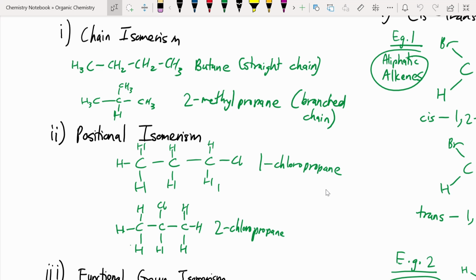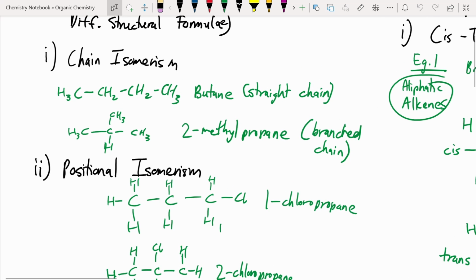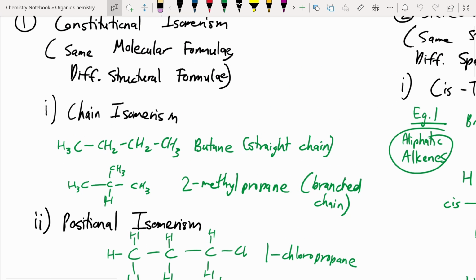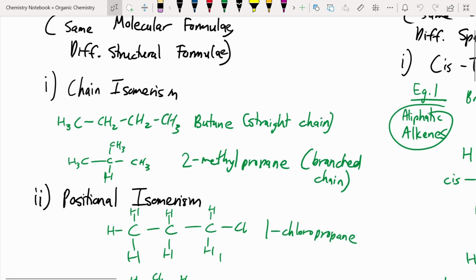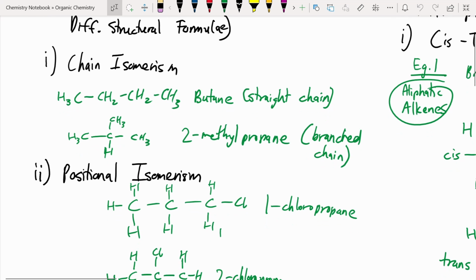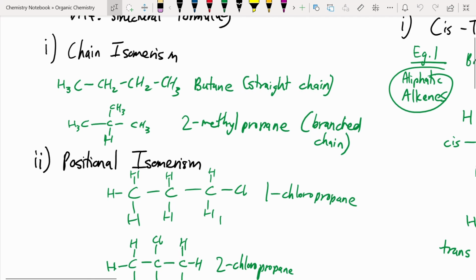So for chain isomerism, it's about the different arrangement of the carbon atoms in the chain. It can be a straight chain like butane, or it can be a branched chain like 2-methylpropane, where there's a methyl group sticking out in the second carbon.